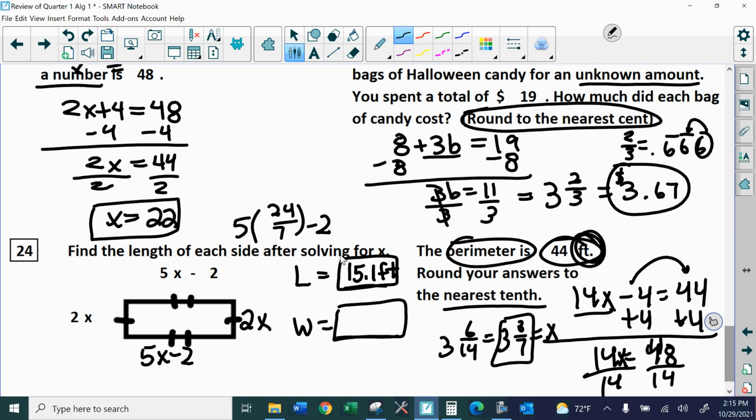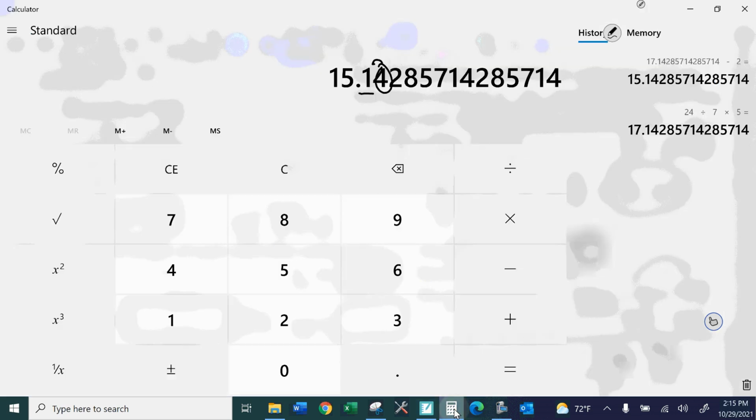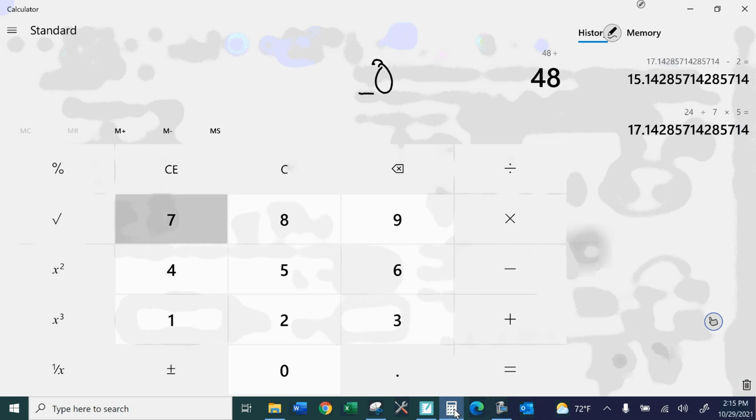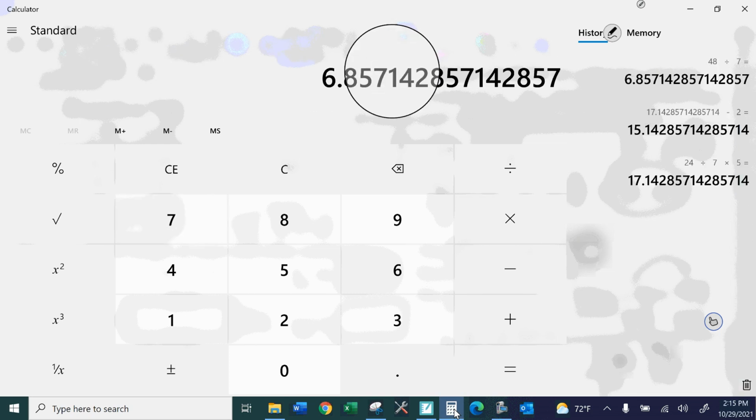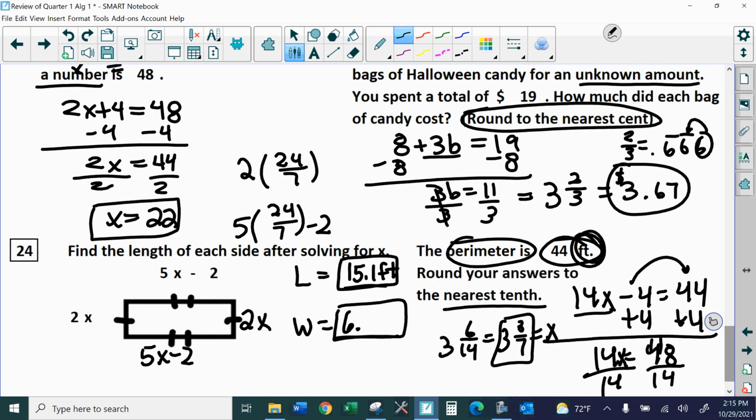Okay, and now I just double that. So now I do 2 times 24/7, which then is 48/7. So I just type 48 divided by 7. 6 point what? Since this is a 5 or higher, rounds it up. So it's 6.9. Okay, and I must add on the units there. 6.9 feet. Okay, so there is the answers for the length and the width to the nearest feet.